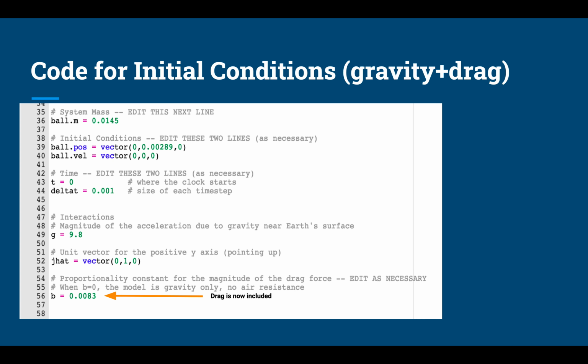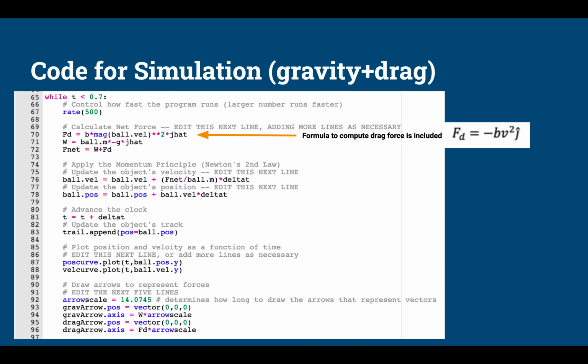And this is the code for the initial conditions with gravity and drag. The only thing that changes is that the proportionality constant is now included, and I calculated this to be 0.0083. I did this by tweaking the value of the constant until the final position in Tracker matched up with the final position in GlowScript. And this is the code for the simulation for gravity and drag, and the only thing that changed in this section is that the force of drag is now included, and I used the equation force of drag is equal to -b v squared times j hat.